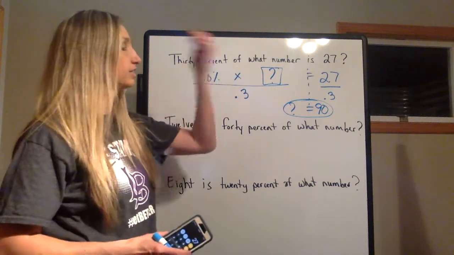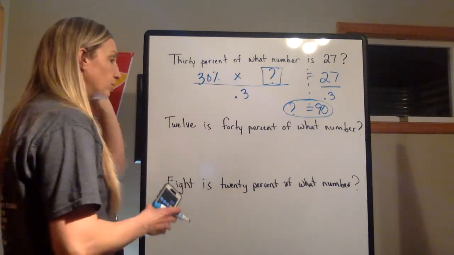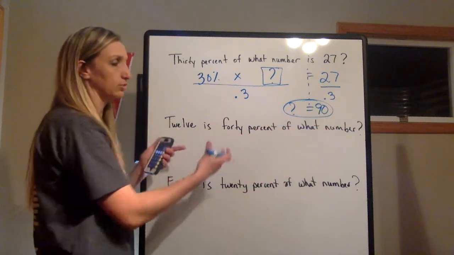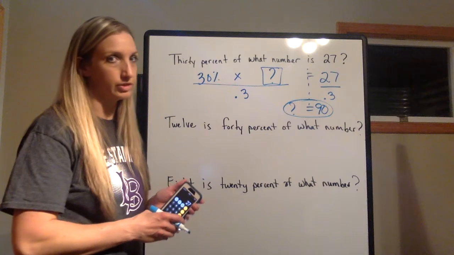So 30% of 90 is 27. Okay, let's try another one. 12 is 40% of what number? Kind of mix the words around this time on you, trying to confuse you. You know I like to do that.